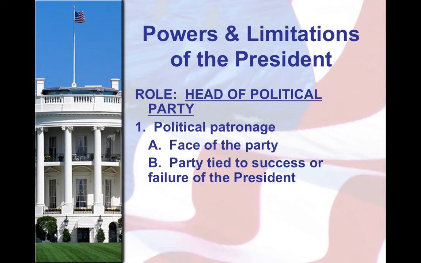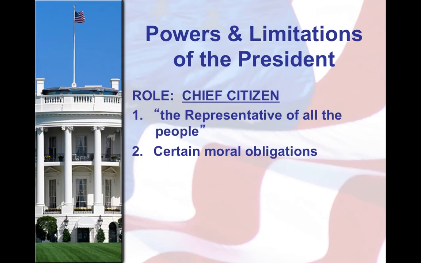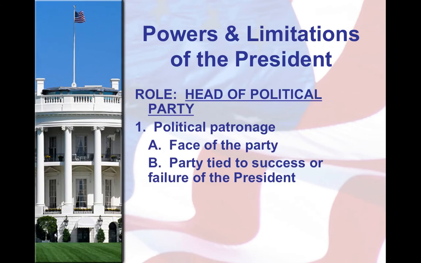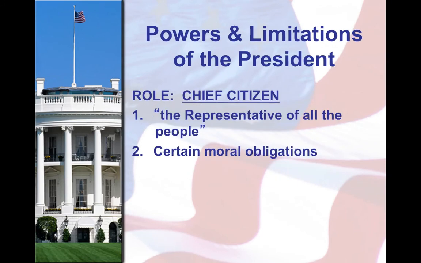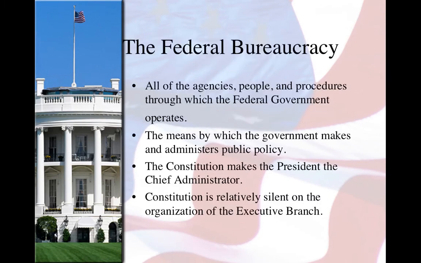He is also the head of a political party. The current president being the head of the Democratic political party. He's a chief citizen. He represents all of the people. He has certain moral obligations to uphold.